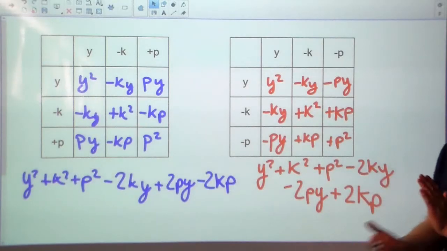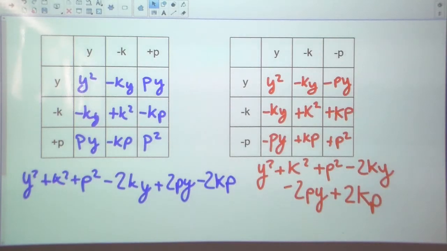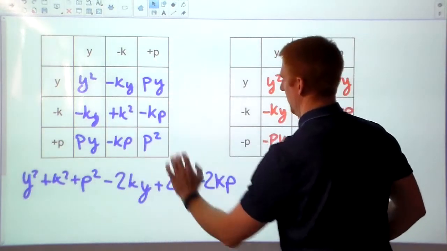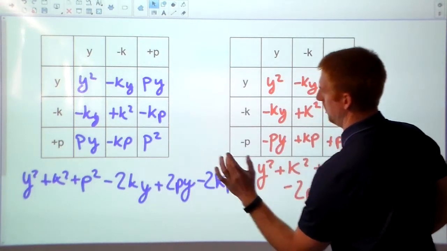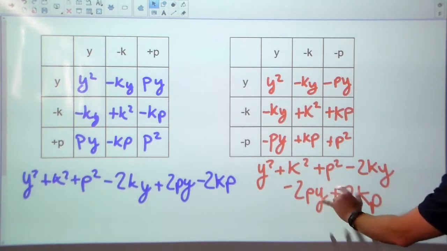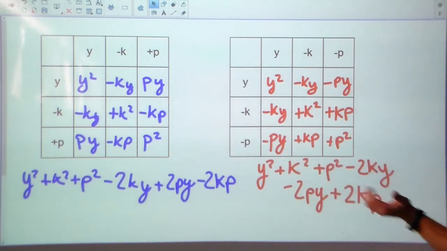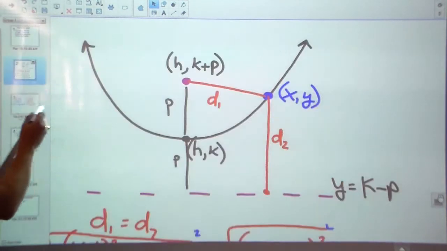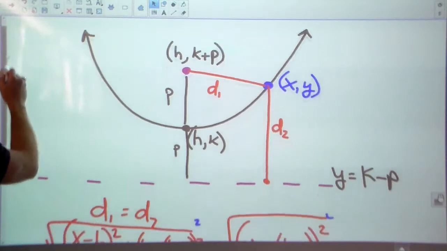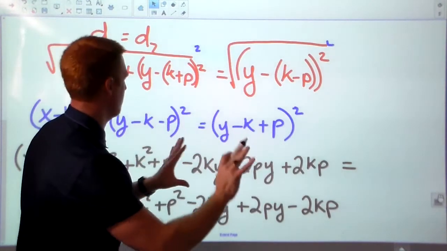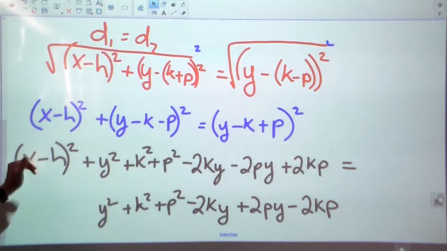All right, so now here are both tables completed. They're really the same thing except this one with minus k plus p, you have plus 2py minus 2kp. And just notice those two are the exact opposite over here. Everything else is exactly the same. So I'm going to go back to the definition we started. And I've already added these two in. And I think they were actually reversed from the way the tables were, but just be careful with that.